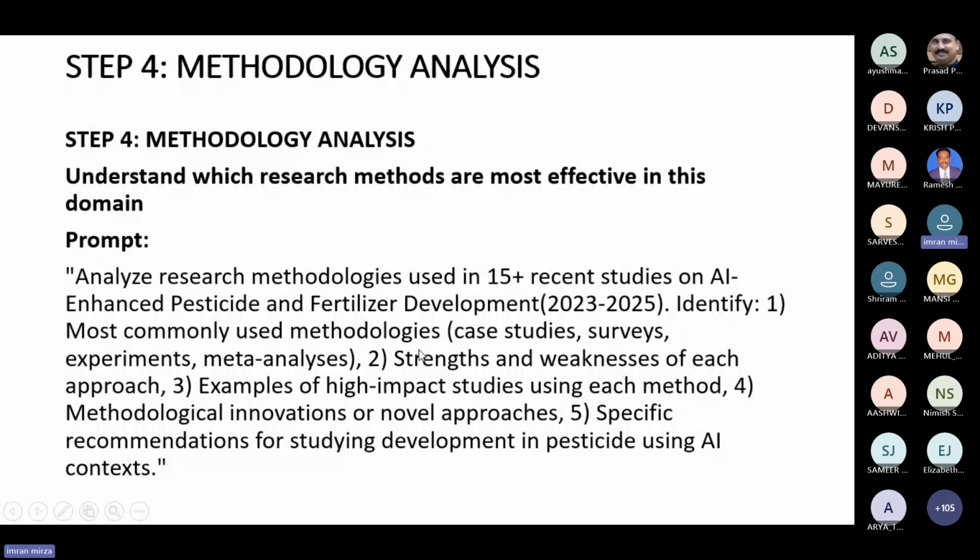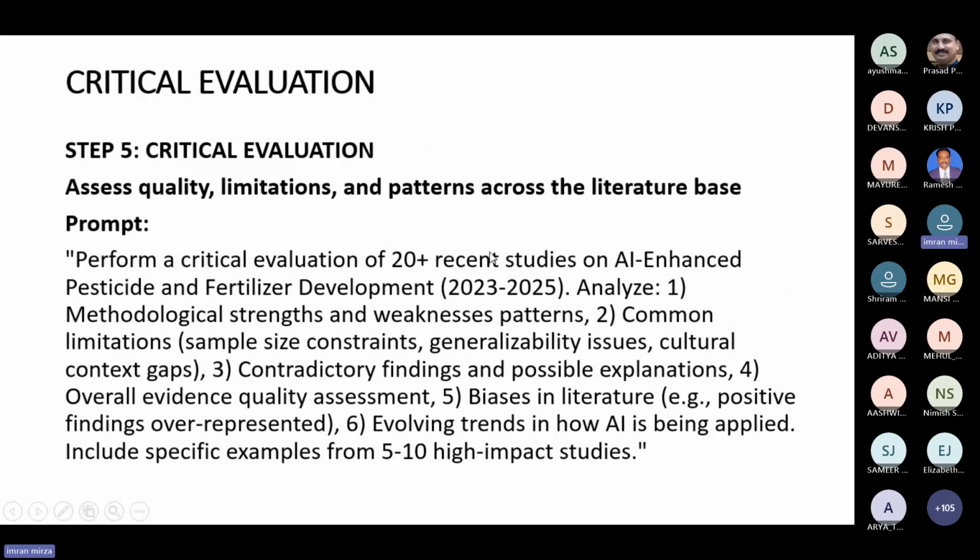And taking the next one, if you want to do a very critical evaluation, as sir was asking, there is a limitation that you may not get access to papers. But if you have access to papers, then you can do a critical evaluation by uploading all those papers onto Perplexity and analyzing them for methodological strength and weakness patterns, common limitations such as sample size constraints, generalizability issues, cultural contextual gaps, contradictory findings and possible explanations, and overall evidence quality assessment, biases in the literature or evolving trends, including specific examples from 5 to 10 high impact studies.